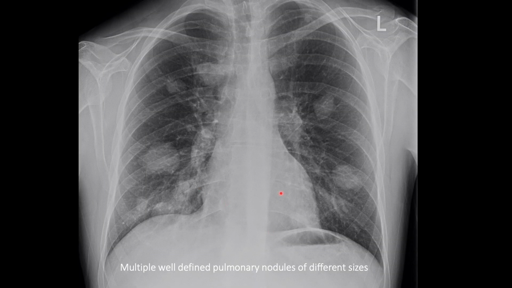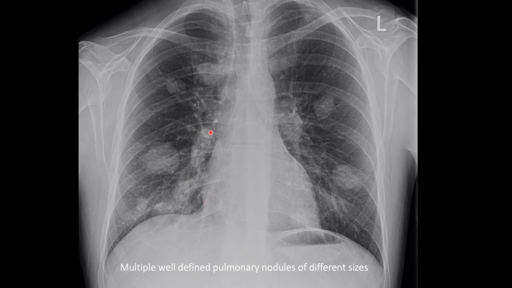How about this one? Well, now you have multiple nodular opacities, right? There are different sizes and different shapes. Some of them are rounder, some of them are more oval. And the more you look, the more you see. So there is one, there is one, there is one. Here, there, and there, maybe even one here.